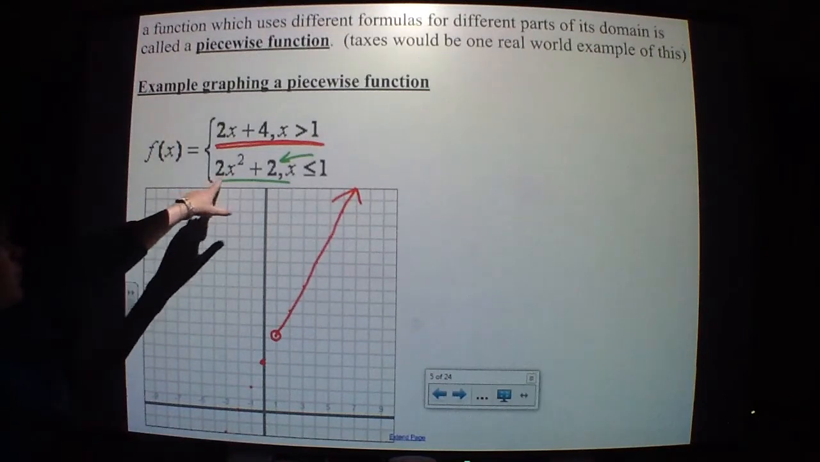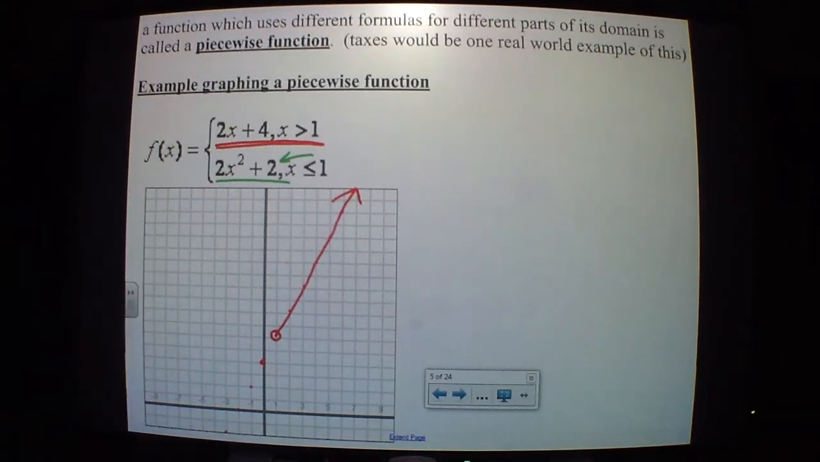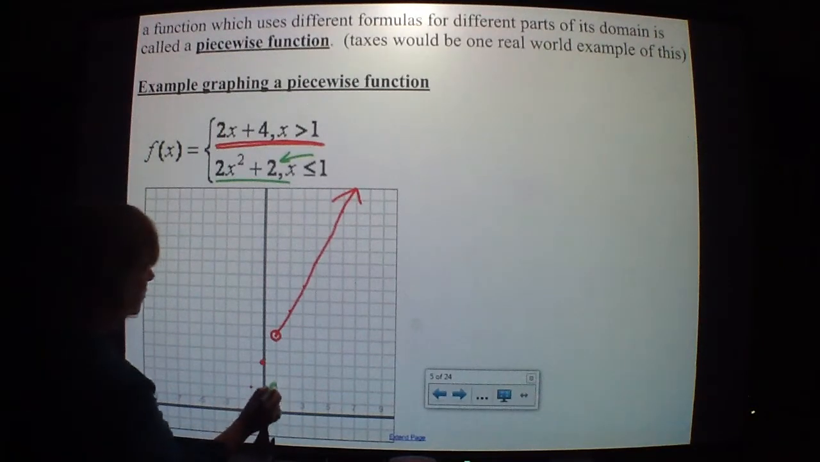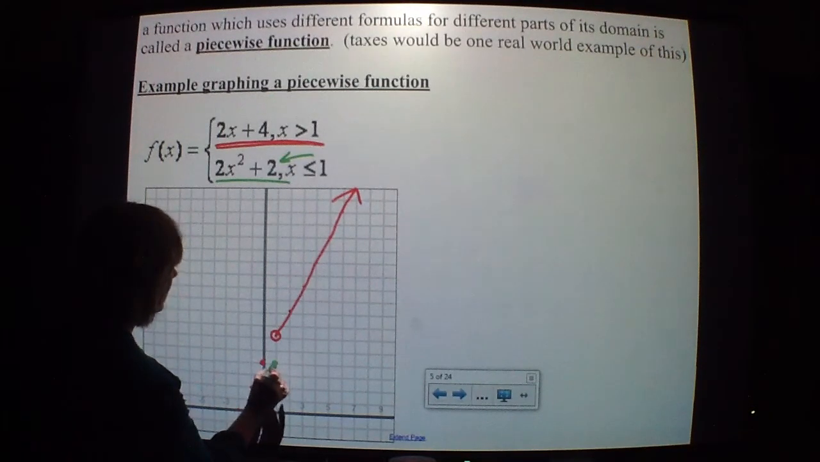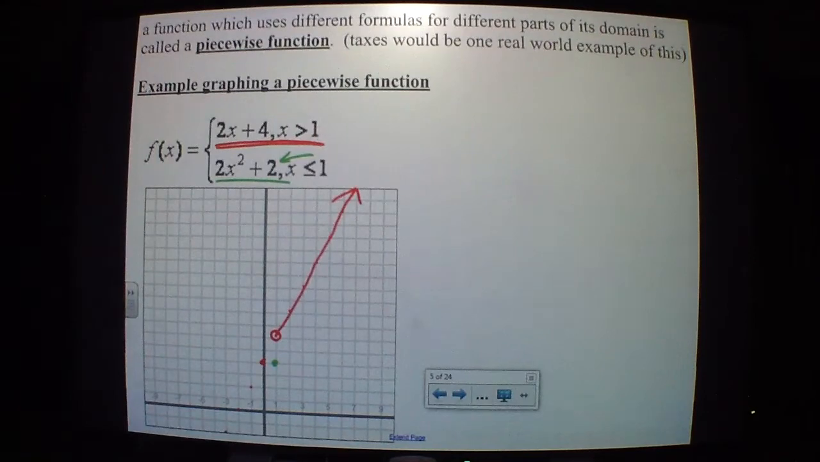So I hope you know what figure that would be. That would be part of a parabola, okay, because it's an x squared. And if you want, you can just pick some points. When x is equal to 1, if you plug it in, you get 4. So 1, 2, 3, 4. So when x is equal to 1, it's 4.